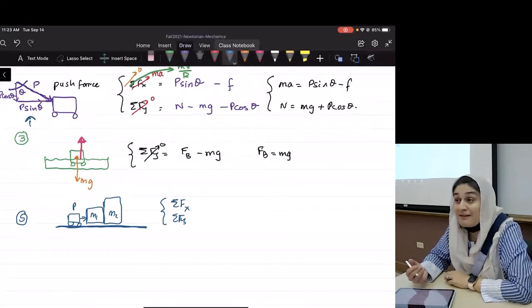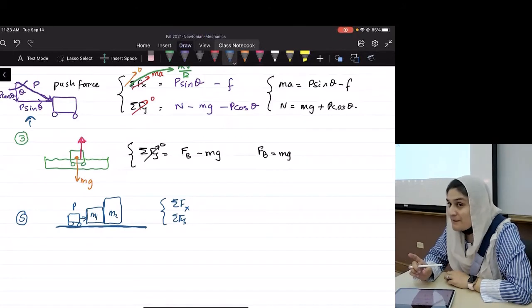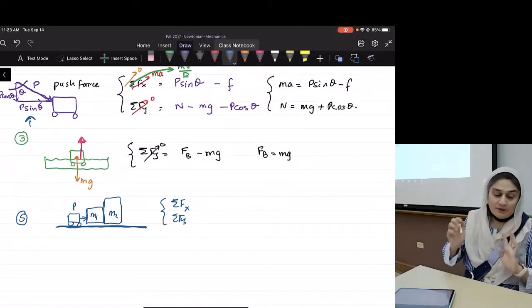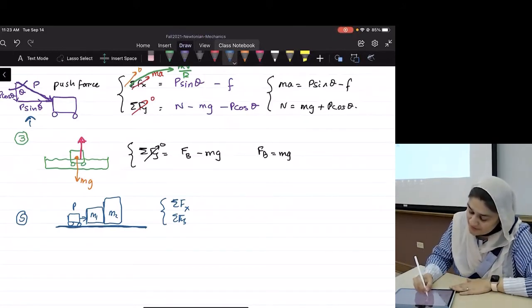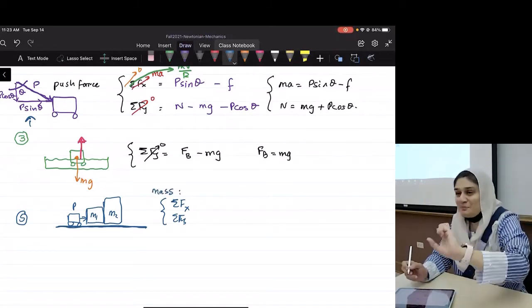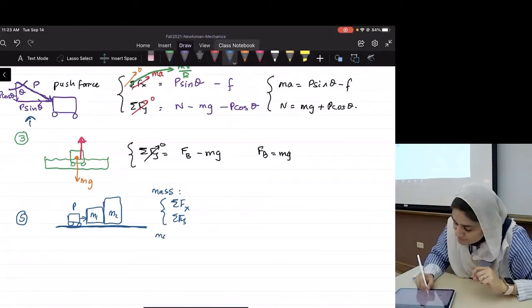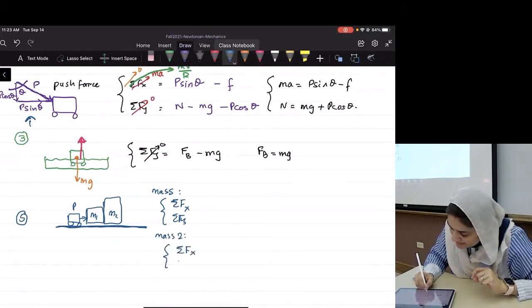You will think that there are 3 masses in this problem, but the car is just there to apply the push force. So you do not have to write a separate force equation for the car. Make sense? Okay, so there are 2 masses that we have to deal with. So not only do we have to worry about sigma Fx and sigma Fy for one mass, but we have to write it twice. So for mass 1, what does your sigma Fx equation look like?